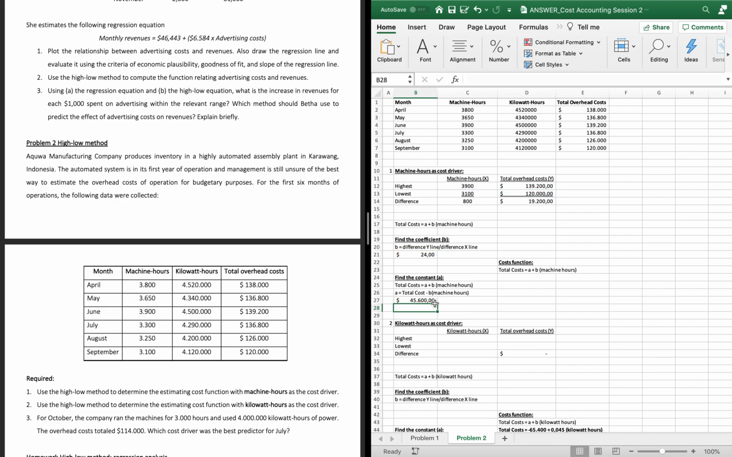So we get the A and B here, and we put them in the cost function. So the total cost is 45,600 plus 24 times the cost driver, which is the machine hour.